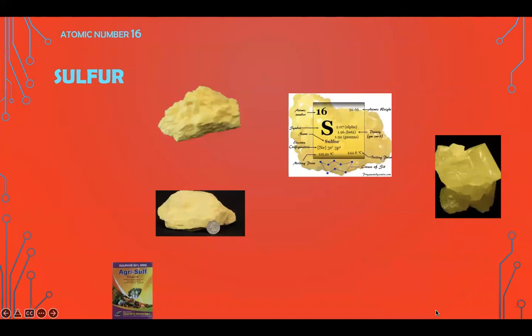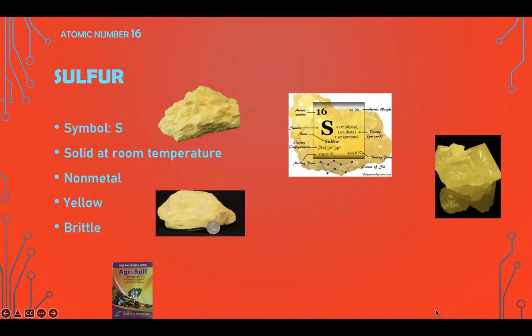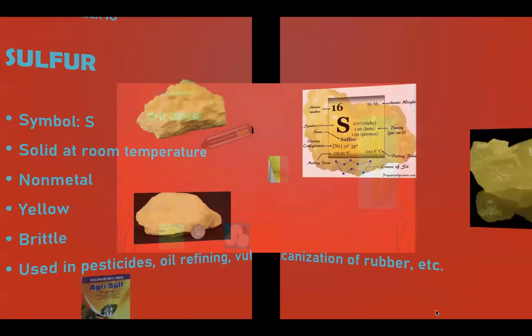Now we come to sulfur with the symbol of S, and it is a solid at room temperature. Sulfur is a non-metal, just like the previous element. It is yellowish in color. Sulfur is also pretty brittle, like most other non-metals. And it is used in pesticides, oil refining, vulcanization of rubber, etc. We'll make a video on vulcanization of rubber in the future. So basically, vulcanization is making rubber a bit stronger because rubber naturally is a bit weak.